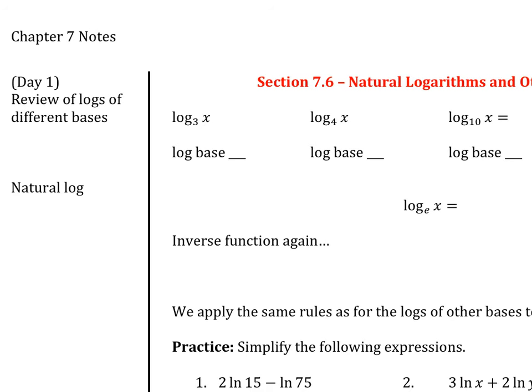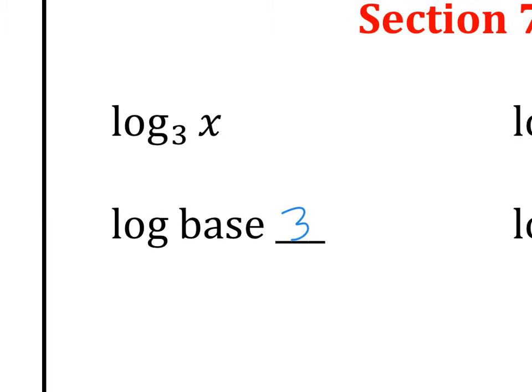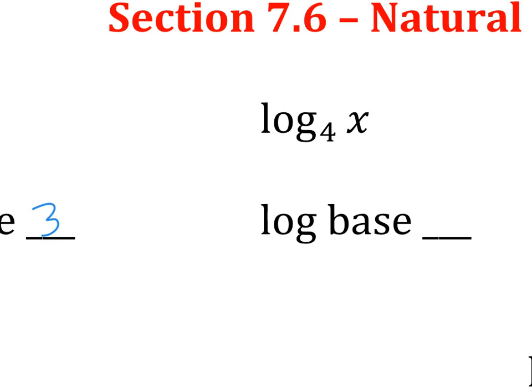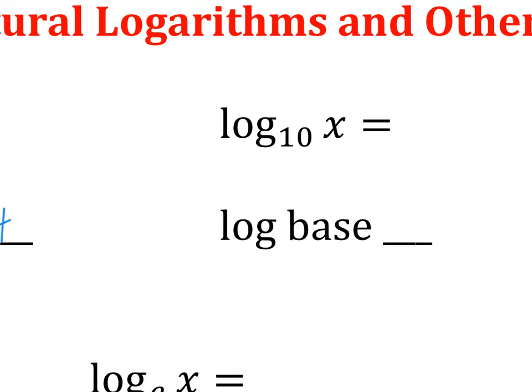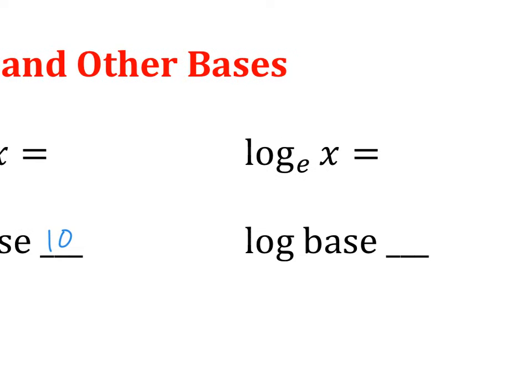Let's just review. Okay, so this first log, what is this base? 3. Good. This is 3. Okay, what about this one? 4. Huh? What? The base. Okay. All right, don't listen to him. What about this one? 10. What about this one? E. All right, E is our new number. So this is log base E.